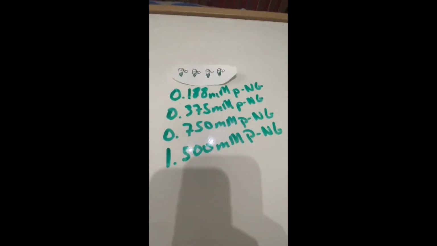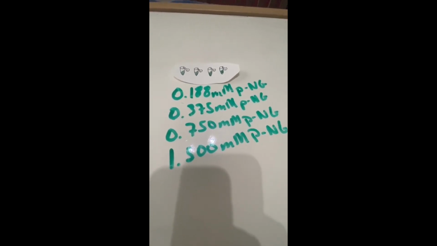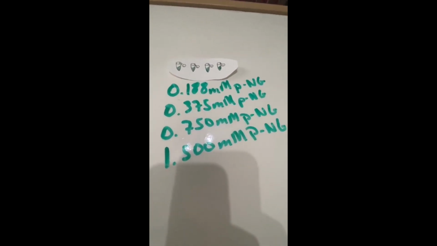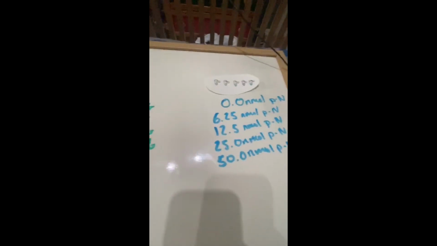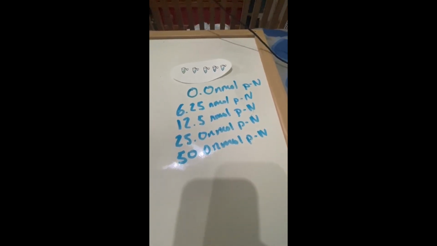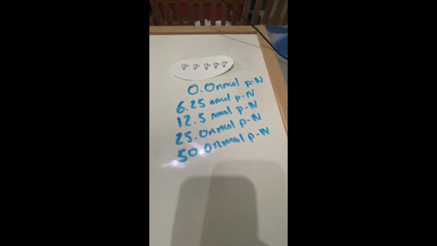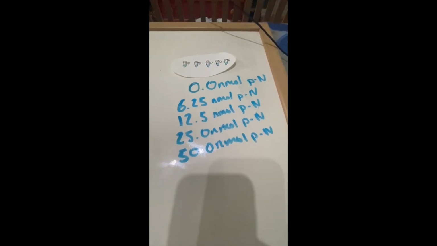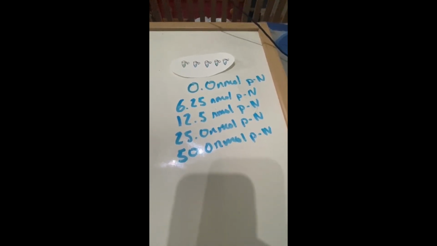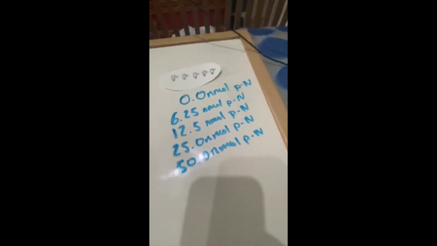Our PNG stock solutions are going to have concentrations of 0.188 millimolar, 0.375 millimolar, 0.75 millimolar, and 1.5 millimolar of PNG. And our last set of solutions, which are going to be our PN stock, are going to have 0.0 nanomole, 0.0 nanomole, 6.25 nanomole, 12.5 nanomole, 25 nanomole, and 50 nanomole of PN.